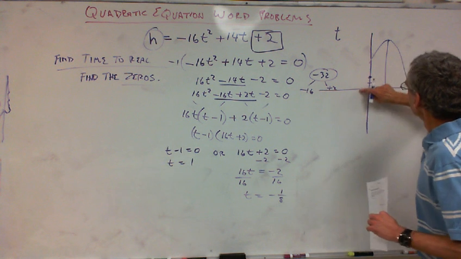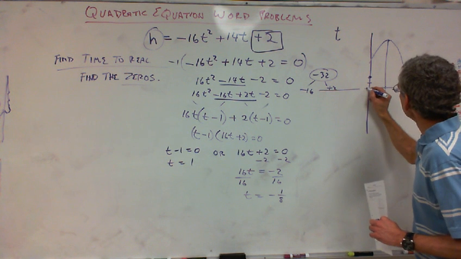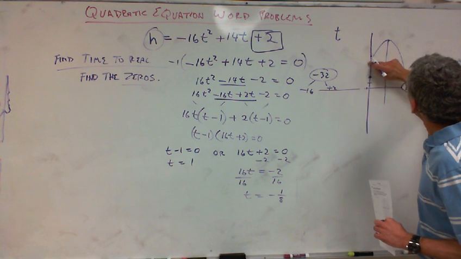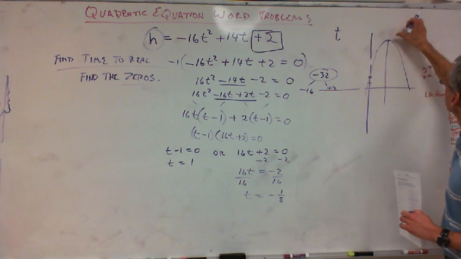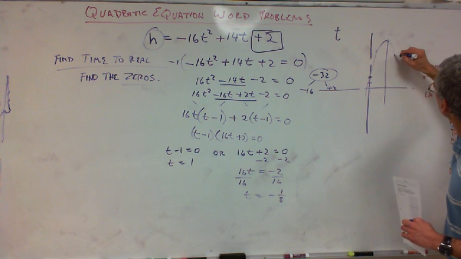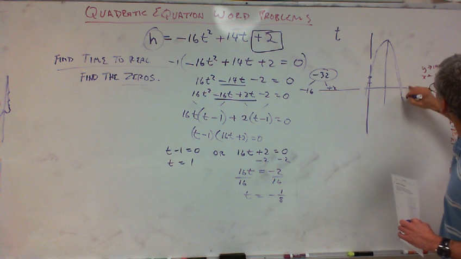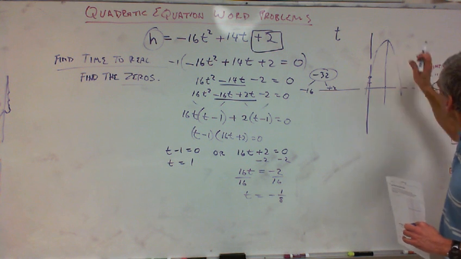So this is negative 1/8. My 0 is right here. So Merritt, you would have been close, but you would have been a little off. Right? You got the idea, right?